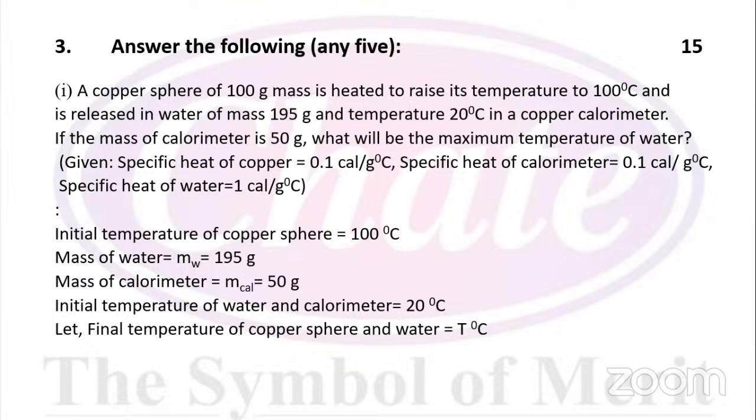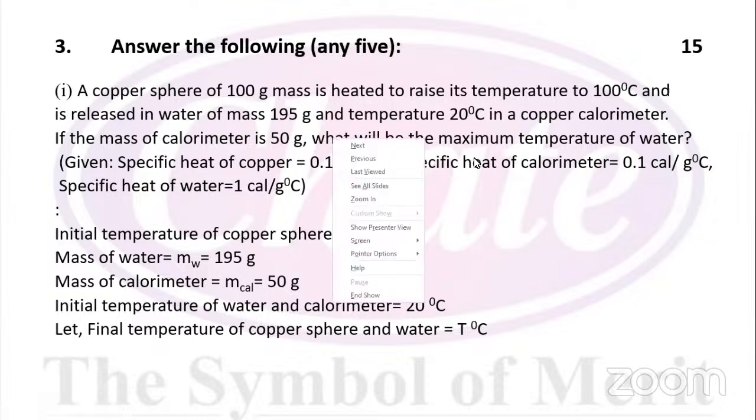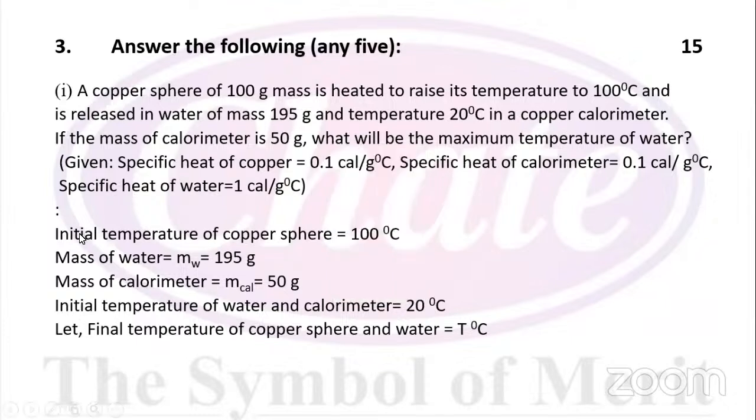A copper sphere of 100 gram mass is heated to raise its temperature to 100 degrees Celsius and is released in water of mass 195 gram and temperature 20 degrees Celsius in a copper calorimeter. If the mass of the calorimeter is 50 gram, what will be the maximum temperature of water? Now, in this, we can see that some data is given to us, like the specific heat of copper, specific heat of calorimeter, specific heat of water. Now, we have to find the data correctly.